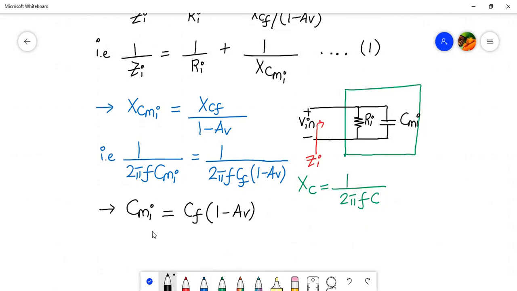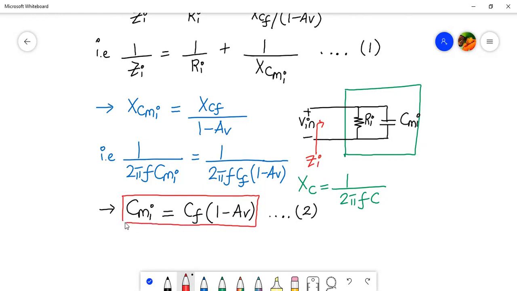Where CMi is nothing but my input Miller capacitance. So as you can see over here, this Ri and XCMi, that is the impedance offered by the capacitance, they are in parallel. And then we have Zi, which will be equal to the parallel combination of Ri and CMi. That is what equation number one tells us. So this is equation number two, which will directly give us the value of CMi. So let me put it inside the box.